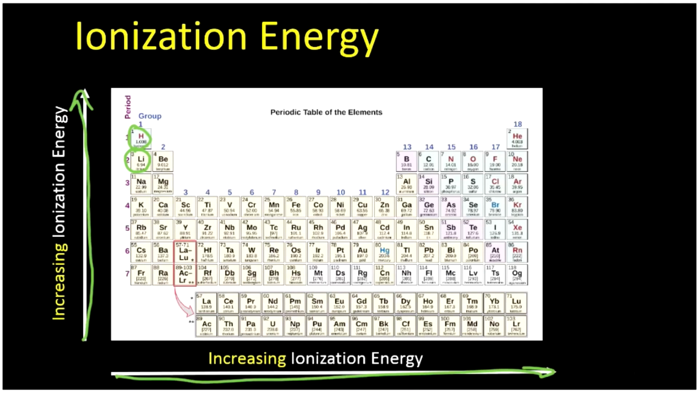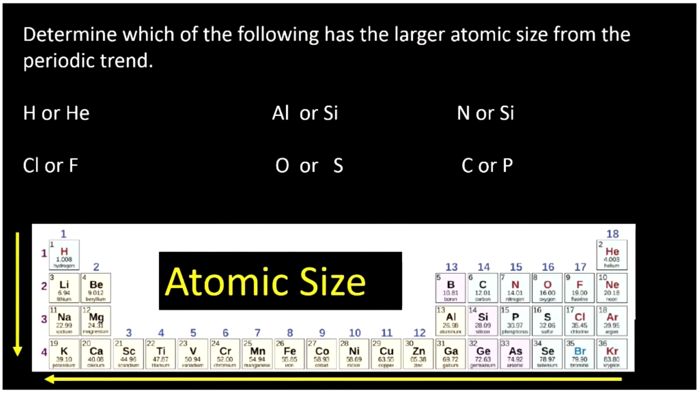Let's work some practice problems, first with size. This question says determine which of the following has larger atomic size from the periodic trend. So we're thinking here about atomic size, and I have our periodic table and our trend. First, we're going to compare hydrogen, which is right here, to helium. Well, our atomic size trend tells us that our atom gets bigger as we go to the left on the periodic table. Hydrogen is more to the left, so that makes hydrogen bigger.